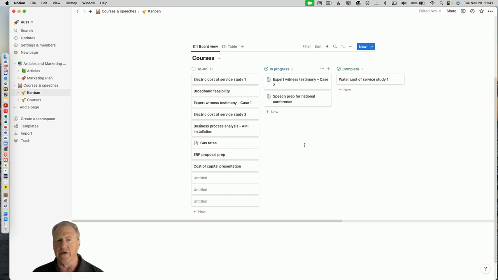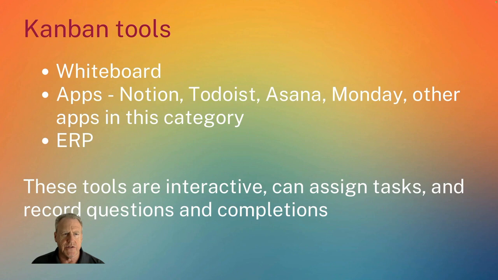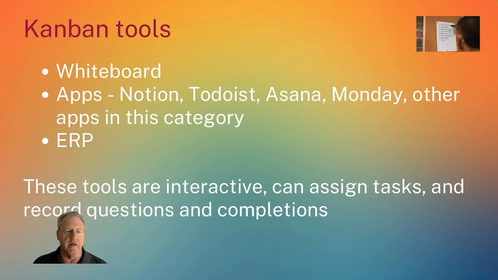And I found it over the years, even before it was called Kanban, to be a really effective tool to use. So some of the tools that are used for Kanban, like I said, the whiteboard is a great way to go. That's where it all started. And then there are apps: Notion, Todoist, Asana, Monday. Other apps are in this category. You can find many of those. If you have an ERP system as part of your computer software, maybe there's a Kanban add-on or something like it. It can be very effective.